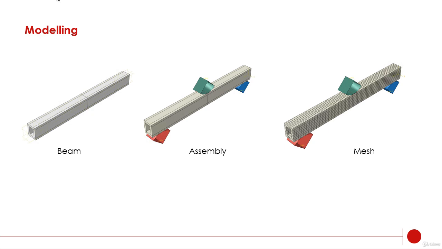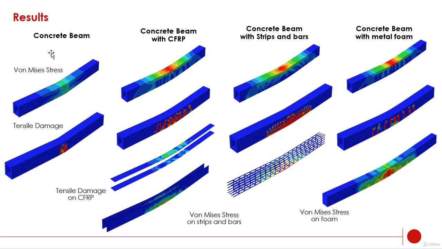We're going to start by modeling a beam, then we're going to assemble it with analytical rigid bodies, and finally we are going to apply a mesh. We're going to do this process in the first tutorial, so it's quite important you don't jump over the tutorials. Start from the first tutorial, because in the next tutorials we are just going to use the model that we created in the first tutorial, so we are not going to repeat this process again.